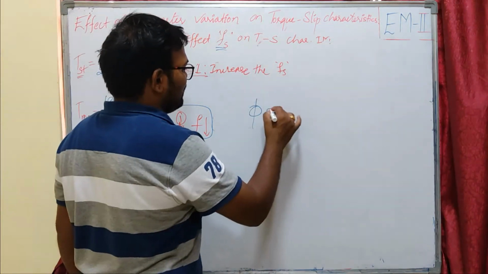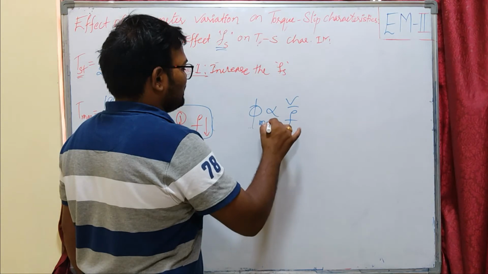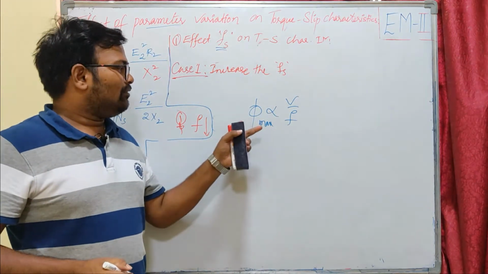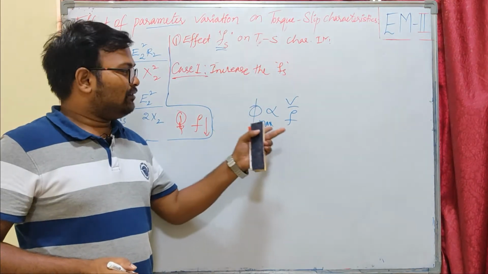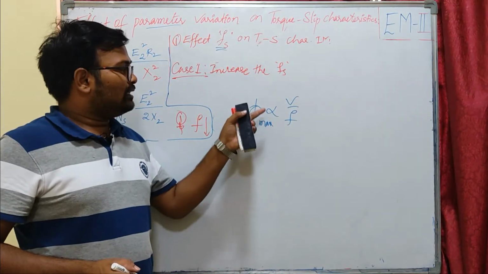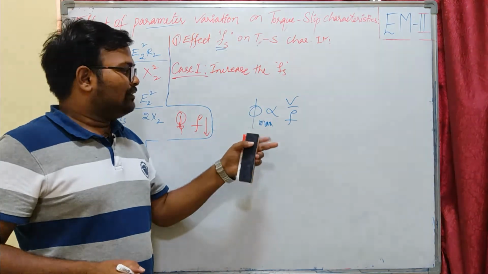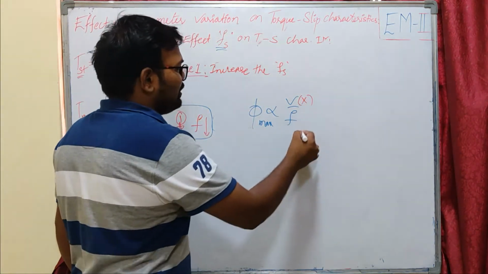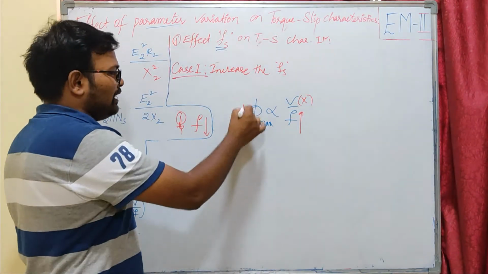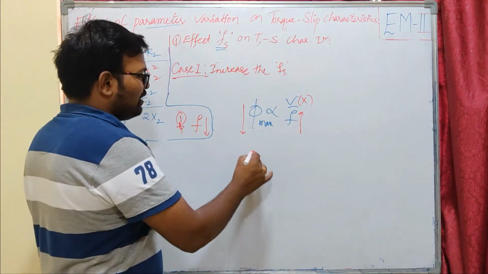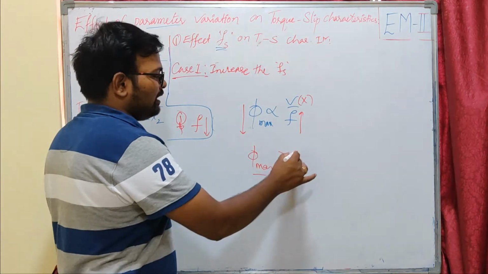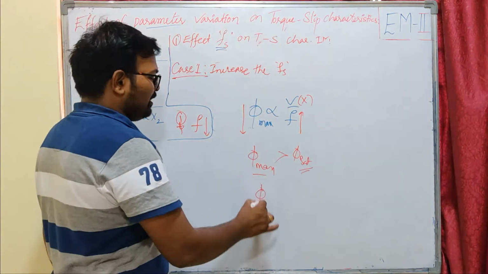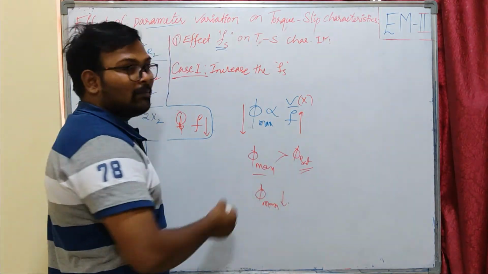Before that I have to reconsider the flux. Before, I was reducing the frequency such that our flux may go beyond the saturation point. Now I am increasing the frequency, so our flux will reduce. That means we need not change the voltage here. Initially we were fearing that our maximum flux may go beyond the saturation point and our core will get saturated. Now our maximum flux is reducing, so there will be no problem of saturation.